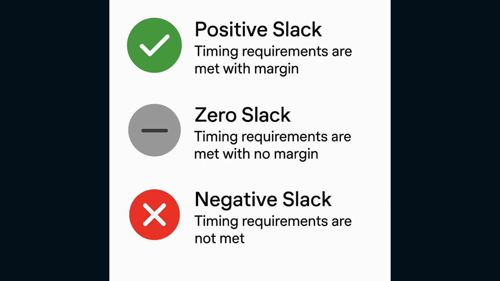Okay. What about the third option? What if it's exactly 0? Zero slack. This is precarious. Technically, it means the design meets the timing requirements exactly, right on the knife edge, no margin at all. Right on the edge. That sounds risky. It is very risky. In a perfect simulation, it works. But in the real world, with those manufacturing variations, temperature changes, voltage fluctuations we talked about, any tiny imperfection can push that zero slack into negative territory.